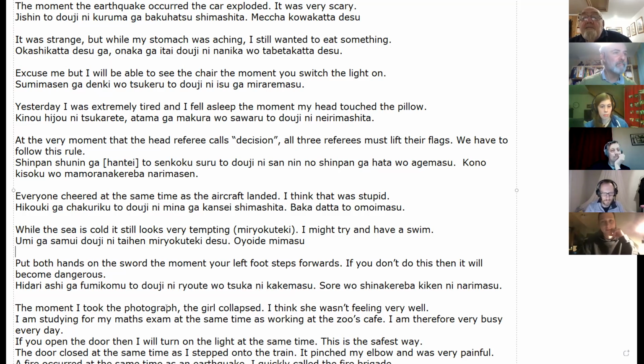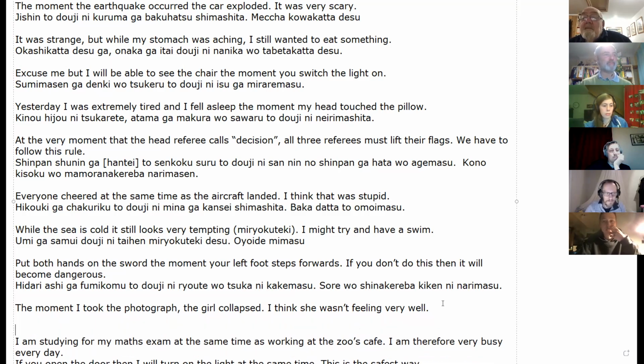And Roger. The moment I took the photograph, the girl collapsed. I think she wasn't feeling very well. 写真を撮ると同時に 女の子を... Not o. It's her that collapsed. She didn't collapse something, so it's onanoko ga. Good.